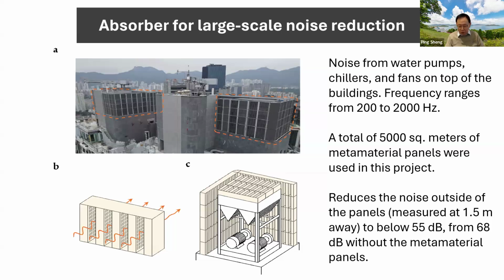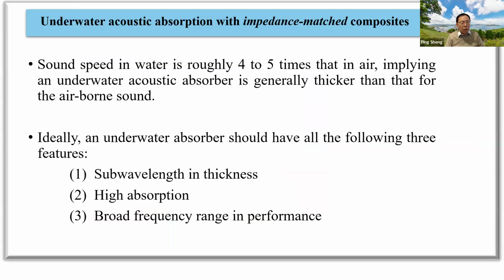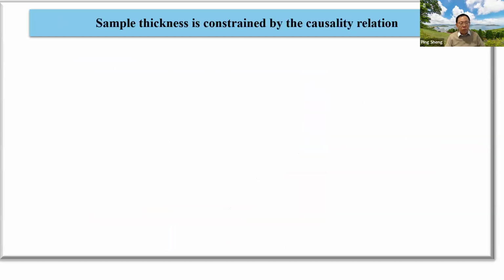So now, in the remaining time, because I don't have too much time, I will just directly go into impedance matched composite for underwater acoustics. Now, sound speed in water is roughly 4 to 5 times that in air, implying the underwater acoustic absorber is generally thicker than that for airborne sound. But ideally, we want the absorber to be sub-wavelength, with high absorption and broad frequency range in performance.